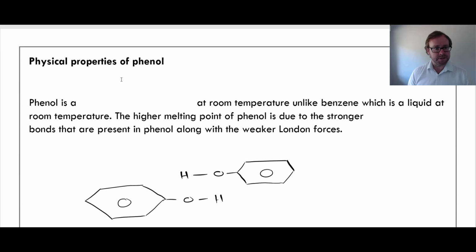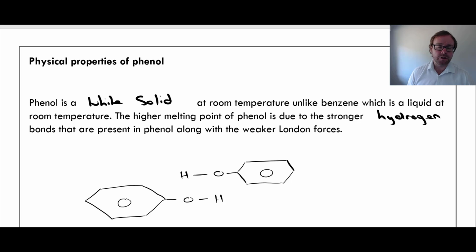So physical properties of phenol. Phenol is a white solid at room temperature, unlike benzene, which is a liquid at room temperature. The high melting point of phenol is due to the stronger hydrogen bonds that are present in phenol along with the weaker London forces.